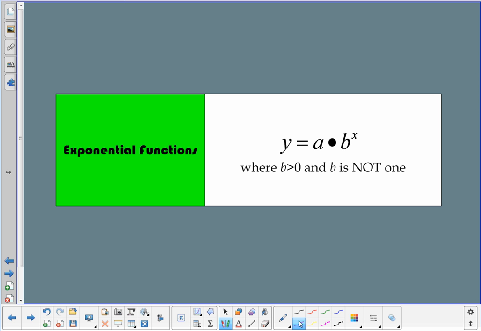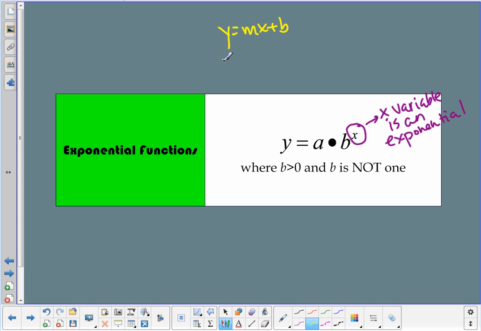Okay, so now here's the thing that makes this exponential. The thing that makes this equation exponential is the fact that x is an exponent. And that is what gives us an exponential function. When we had linear functions, we had y equals mx plus b. x was just in the variable position. Quadratic functions, we had y equals ax squared plus bx plus c. We had a power, but the power was 2. Here, our power is x. That's what makes functions exponential.